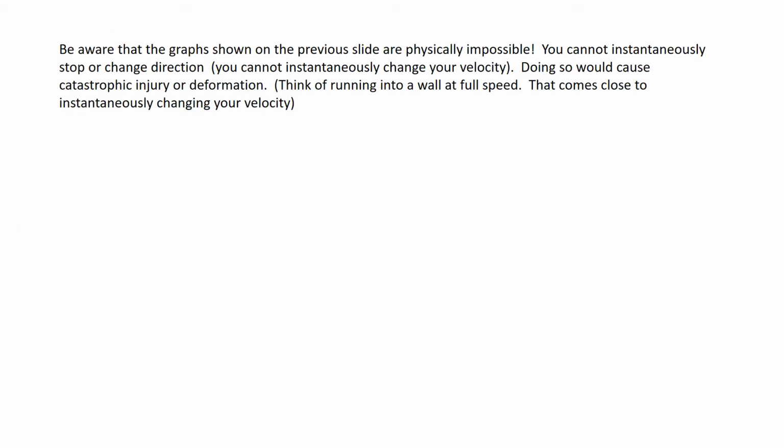Be aware that the graphs on the previous slide are impossible. You cannot instantaneously change your direction or change your velocity from some value to 0 or negative. Doing so would cause really bad things to happen to you. You would break bones or hurt yourself really badly, or objects would deform immeasurably. Think about running into a wall at full speed. You have a constant positive velocity, then you hit the wall, and then you have a 0 velocity. If that happens in a real short time, you'd hurt yourself really, really bad.